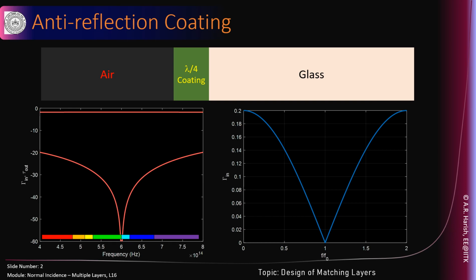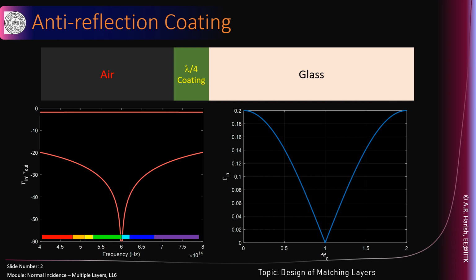This will give certain bandwidth, that is, reflection coefficient, for example, will be less than certain specified value over a band of frequencies. So if you see, there are two figures here. The figure on the left we are familiar with. This is gamma in or tau and tau out as a function of frequency. So the design frequency was chosen to be 6 10 to the power of 14 hertz, and therefore the reflection coefficient there is very low.